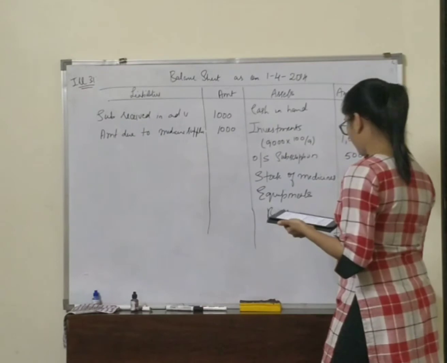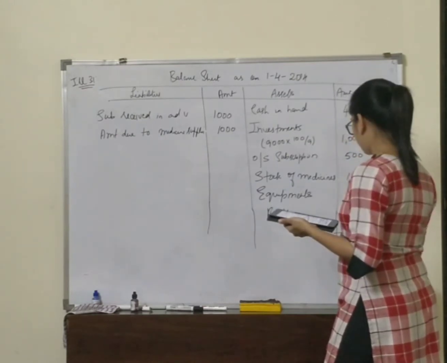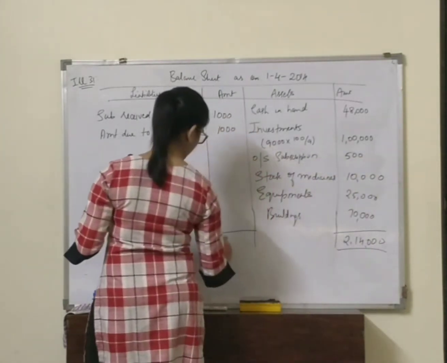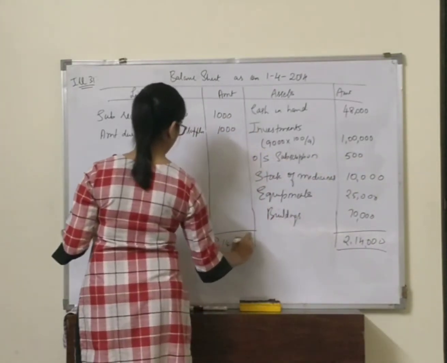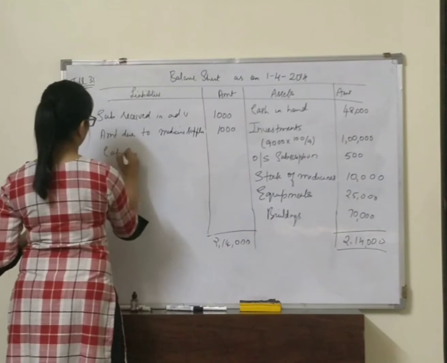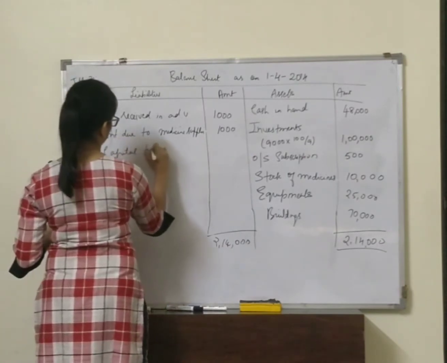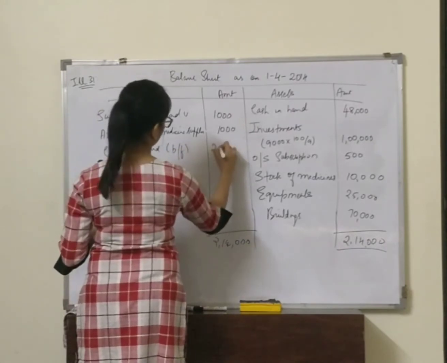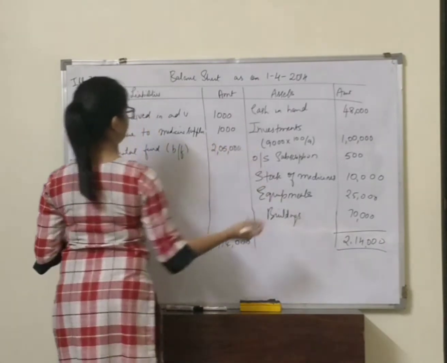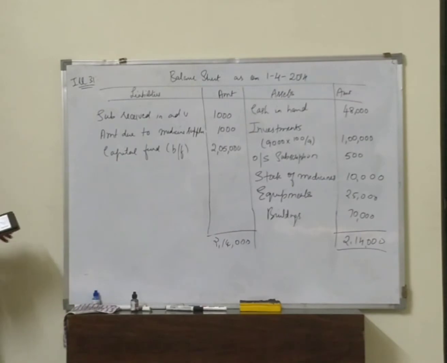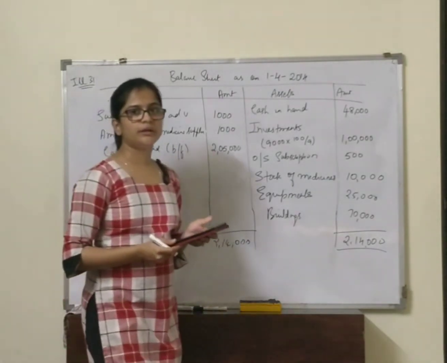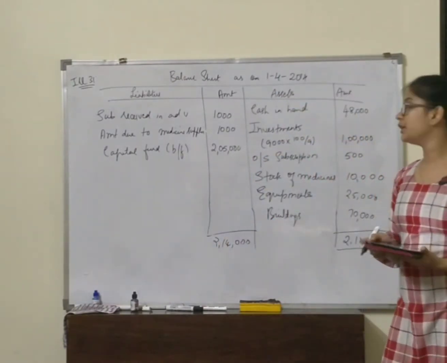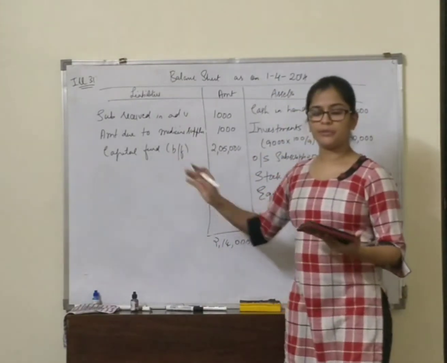What total do we get? 2,14,000. So the balancing figure will be a capital fund, in bracket balancing figure, that is 2,05,000. So I hope you are clear with the opening balance sheet. We have found out a capital fund.